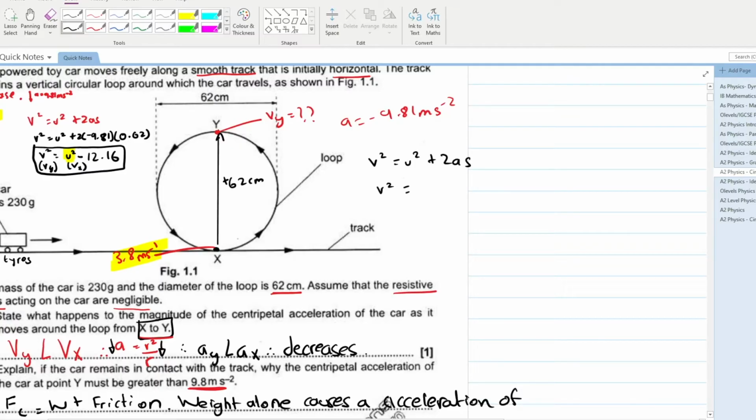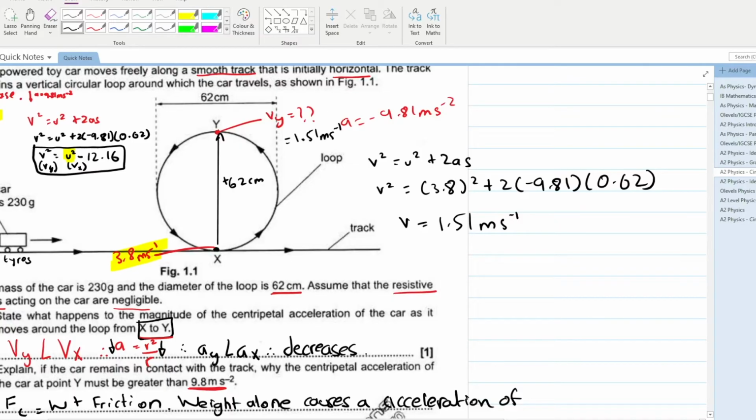v square is equals to u, 3.8 squared plus 2 times acceleration, which is minus 9.81, times s, which is 62 centimeter, so it will become 0.62. What will be the velocity? Let's calculate that. Velocity will be the square root of 3.8 squared minus 2 into 9.81 into 0.62. This comes out to be 1.51. 1.51 ms-1 is your velocity at point y.